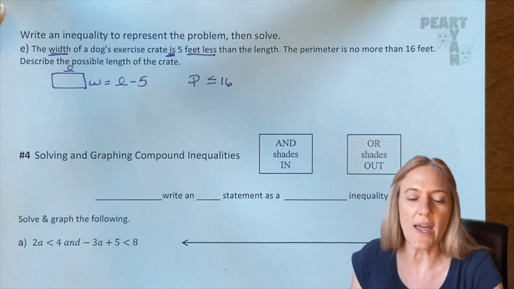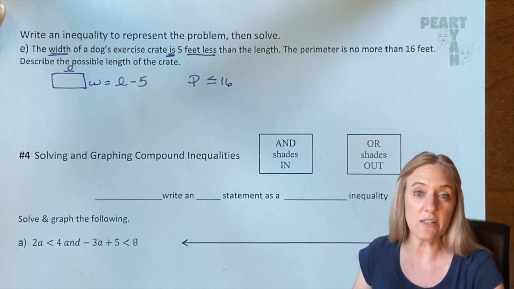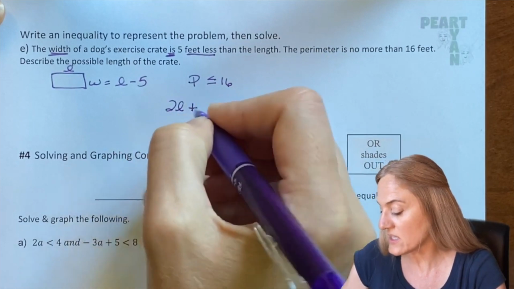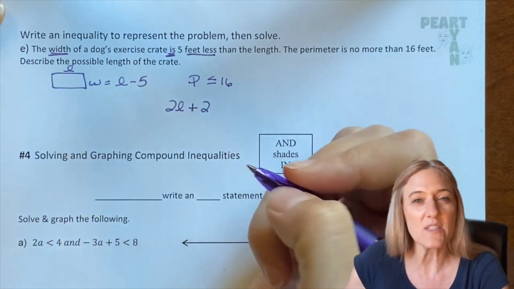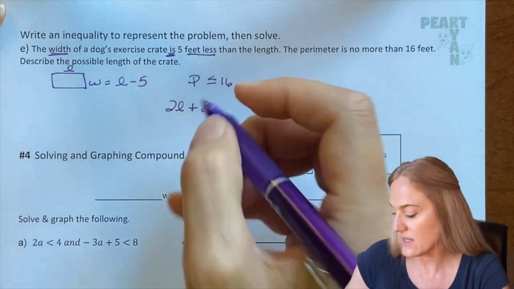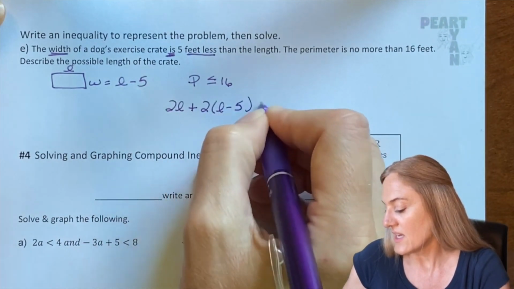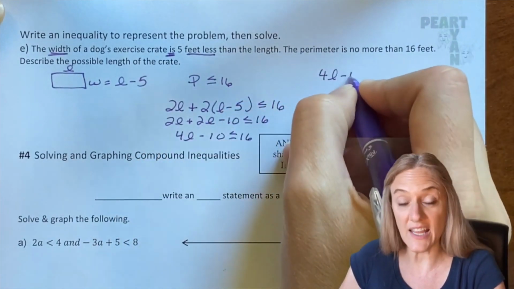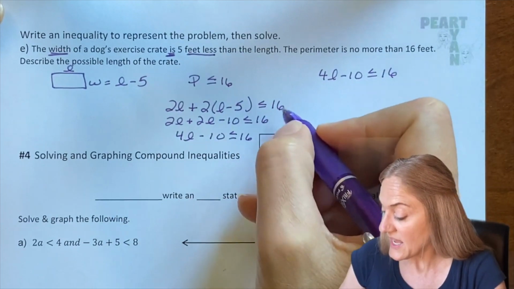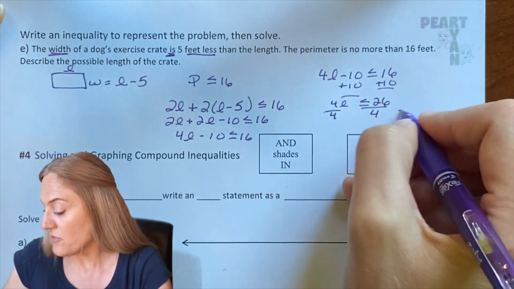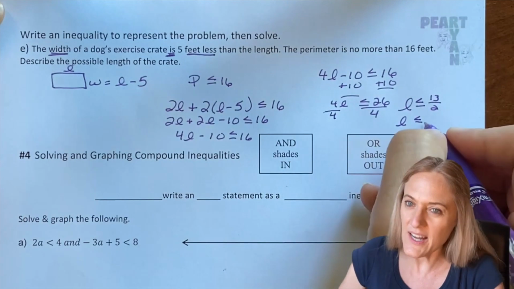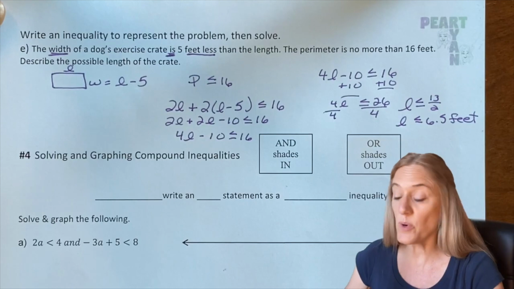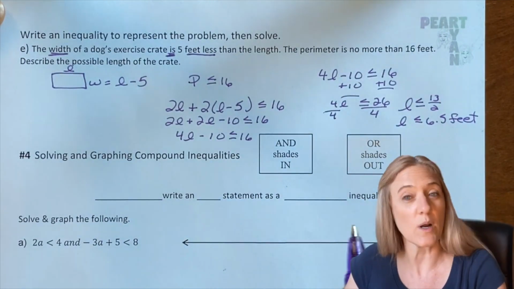All right, then let's go ahead and write our expression for perimeter, which is add all sides, or 2 widths and 2 lengths. So 2 lengths plus 2 widths, but remember my width is being represented by 5 less than the length, so 2L plus 2 times (L minus 5) is less than or equal to 16. As you can see, we went ahead and distributed the 2 into the L and the negative 5, and then combined like terms. Now we're going to add the 10, divide out the 4, and we get L is less than or equal to 13/2, or 6.5 feet. So any value for L that is 6.5 or smaller will work for both of them.